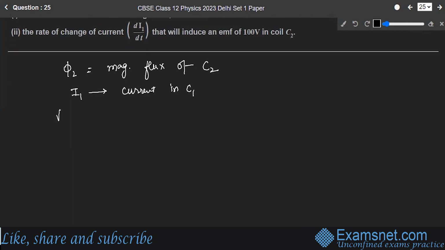Let the number of turns in C1 be N1 and in C2 be N2, according to Faraday's law.